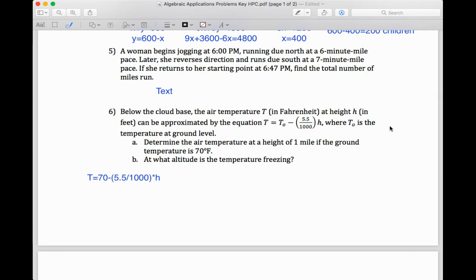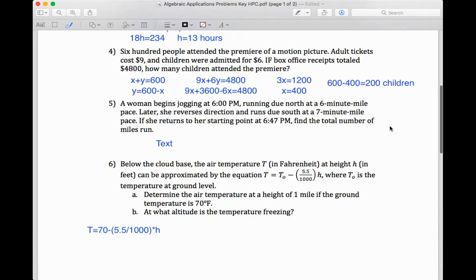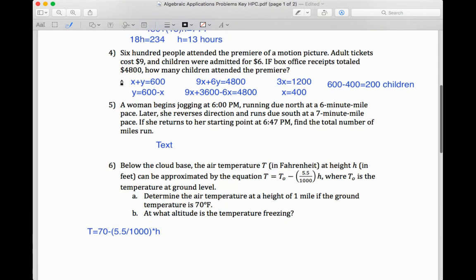Okay, so this one was actually extremely difficult. It seemed really easy because it seems a lot like number 4, but it is a little bit different. It says a woman begins jogging at 6 p.m., running due north at a 6-minute mile pace. Then she reverses and runs due south at a 7-minute mile pace. If she runs to her starting point, or returns to her starting point at 6:47, find the total number of miles run.